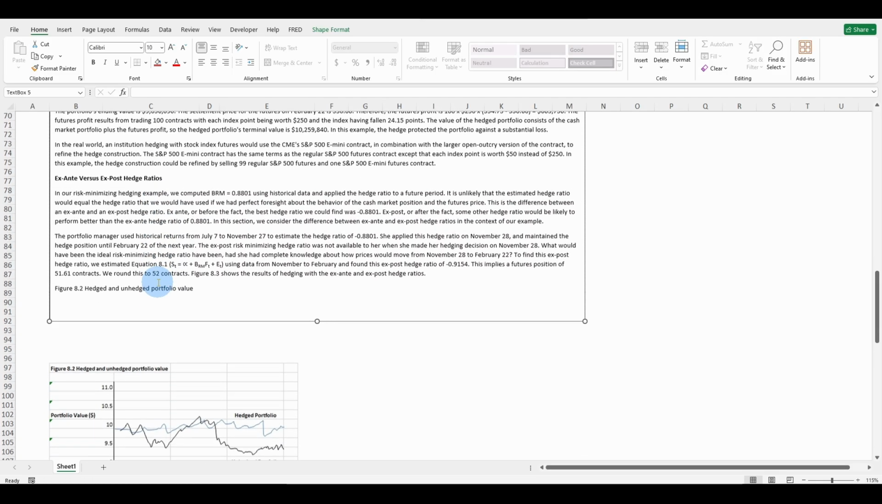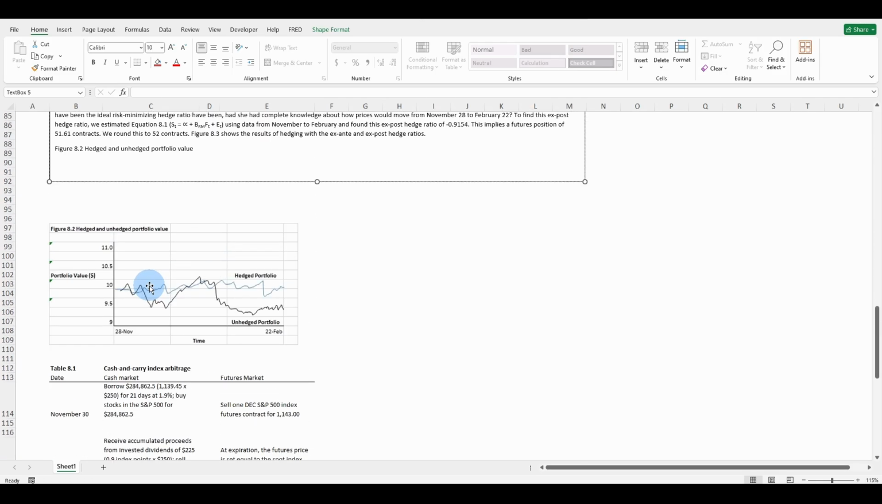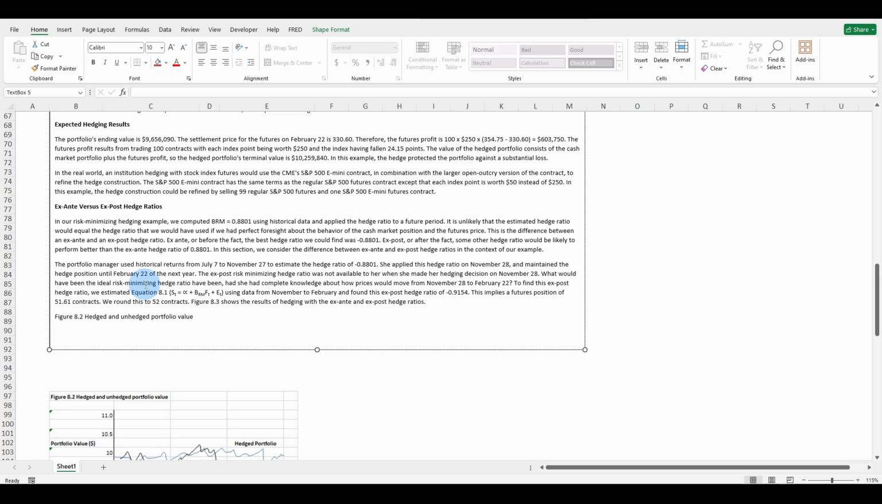Ex-ante versus ex-post hedge ratio, that's pure academia. Just kind of shrug it off. This is somewhat academic, but also practical. I'm trying to put in some practical examples so you can hit the ground going, all right, I kind of get it. In our risk minimizing hedging example, we computed the hedge ratio, the beta of the index, using historical data and applied the hedge ratio to a future period.